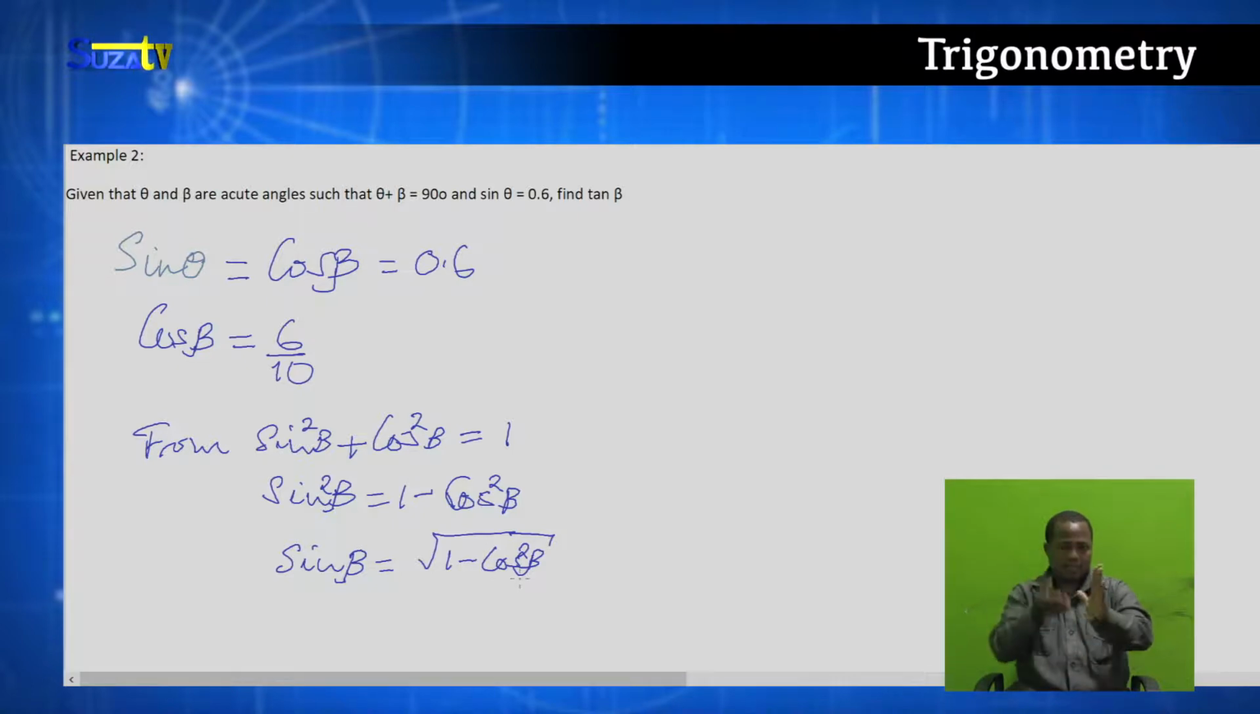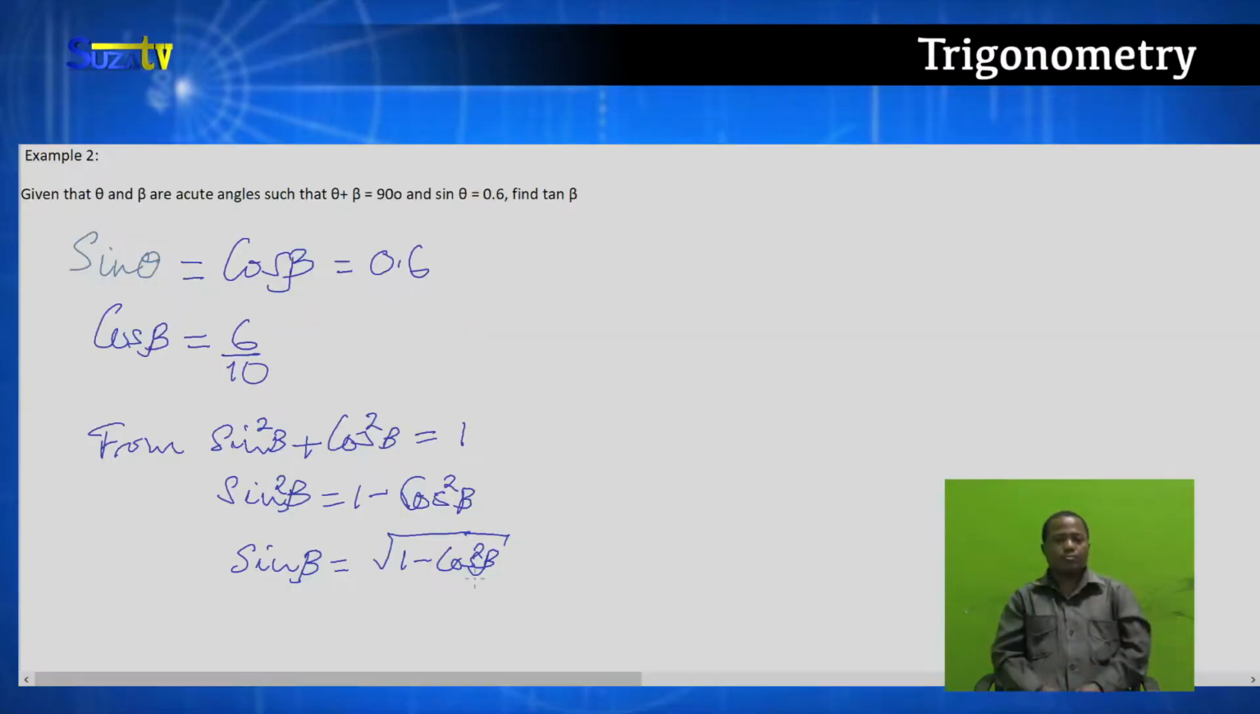So this is the basic relationship obtained in these trigonometric ratios, between sine and cosine: the sum of their squares is equal to 1. But also, if we have two complementary angles in a right angle triangle, then sine of the first angle is equal to cosine of its complement. That's why we said sine of angle theta is equal to cos of angle beta, because beta and theta are two complementary angles in a right angle triangle.